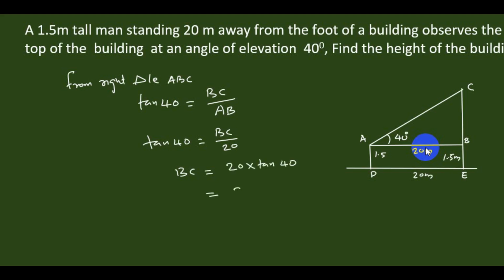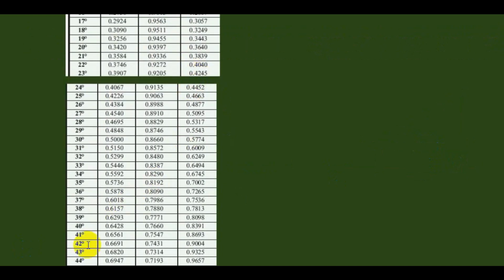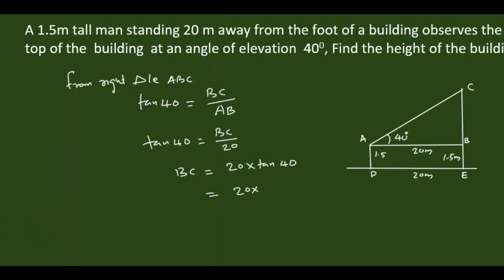What about tan 40? 20 into tan 40. Tan 40 can be found from the table. Look at the table. The tan table is this one. For a 40 degree angle, it is 0.8391, or simply 0.84. Let us write it here.